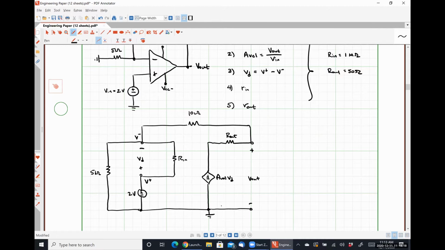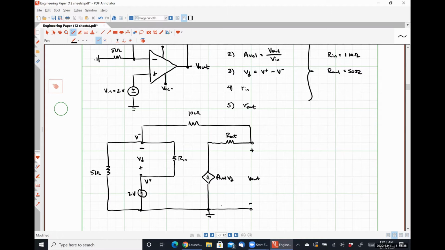Anybody have any questions about where any of these elements came from? Let's start there so that we're all on the same page here. All right, nobody has anything?